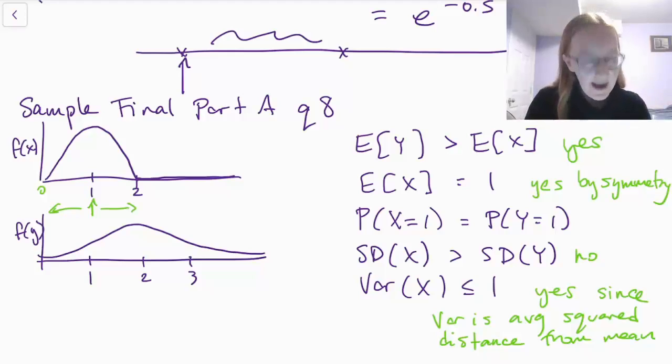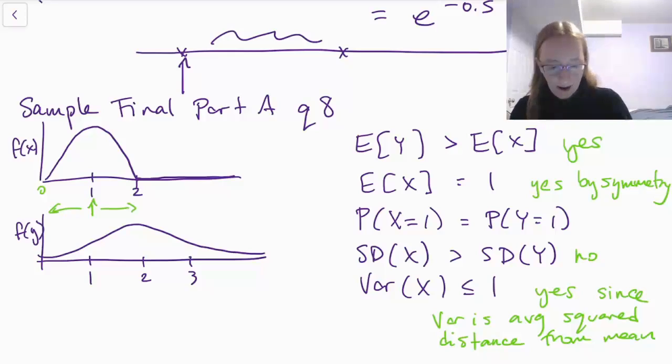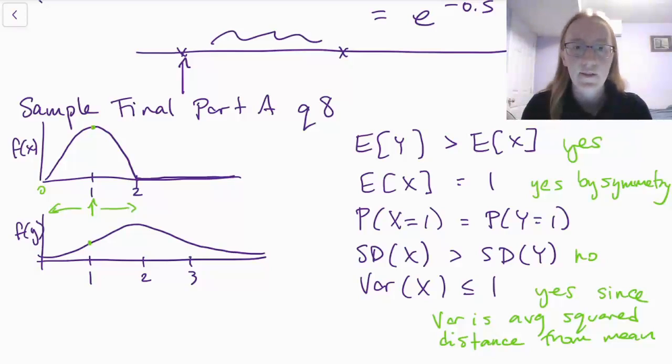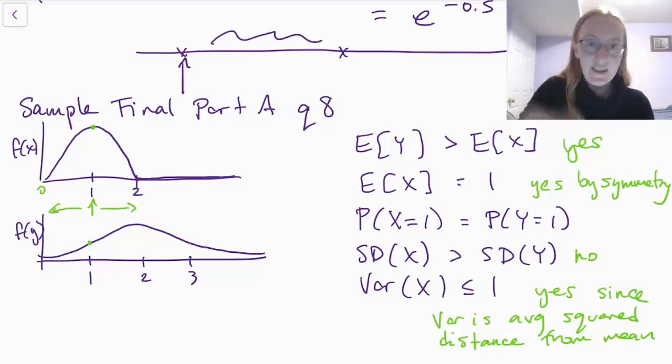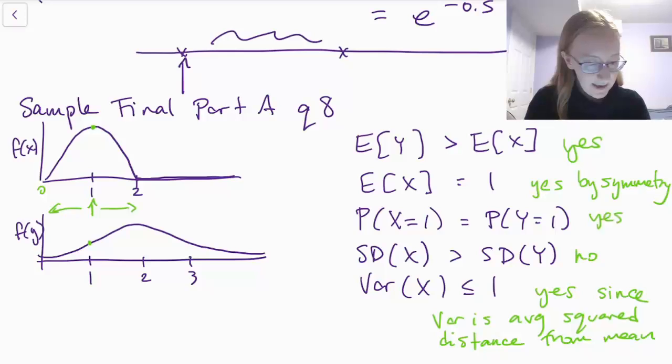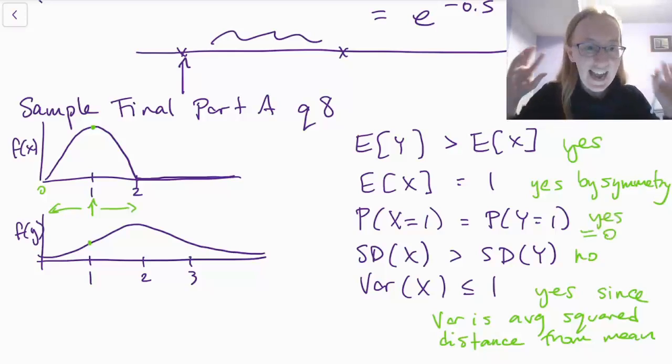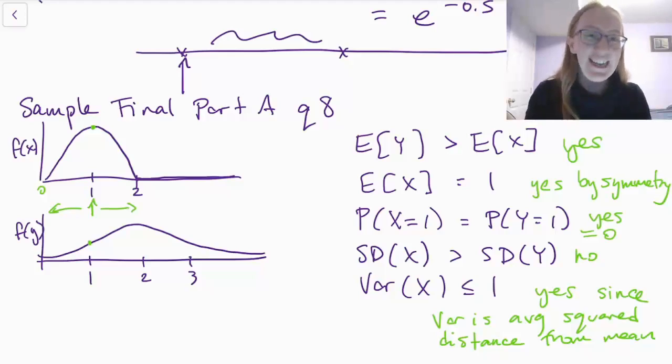So then let's go back to here. Why is C true? The probability x equals 1 and the probability y equals 1. If we look at the height of this function, we can see that it's definitely different, right? But remember, the PDF curve is not the same thing as the probability that x or y equals any particular value. For a continuous random variable, which both of these are, the probability that the variable equals any value is always 0. So it's yes, because they're both equal to 0. The probability any continuous random variable equals any value is definitely 0.